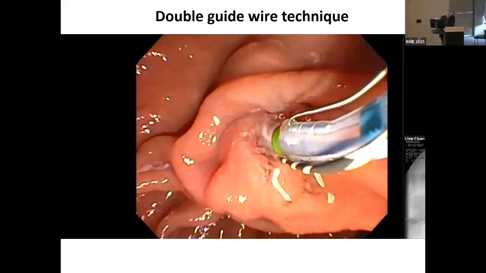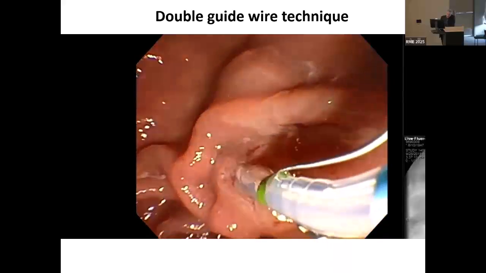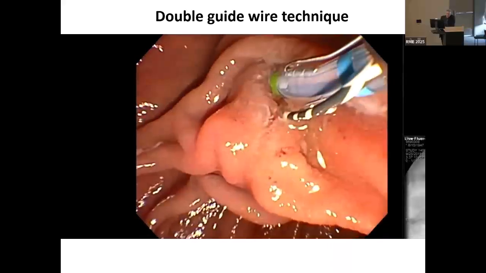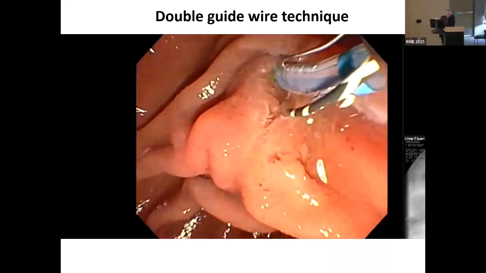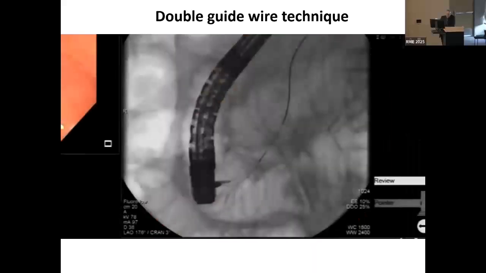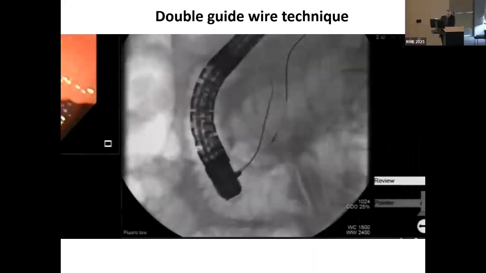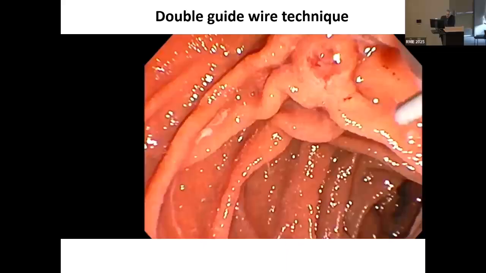There is a Cochrane meta-analysis that suggested that it was associated with an increased signal for post-ERCP pancreatitis. However, the update of the meta-analysis did not suggest that. So I think many people use this, and that's fine. And there you can see the selective cannulation successfully.